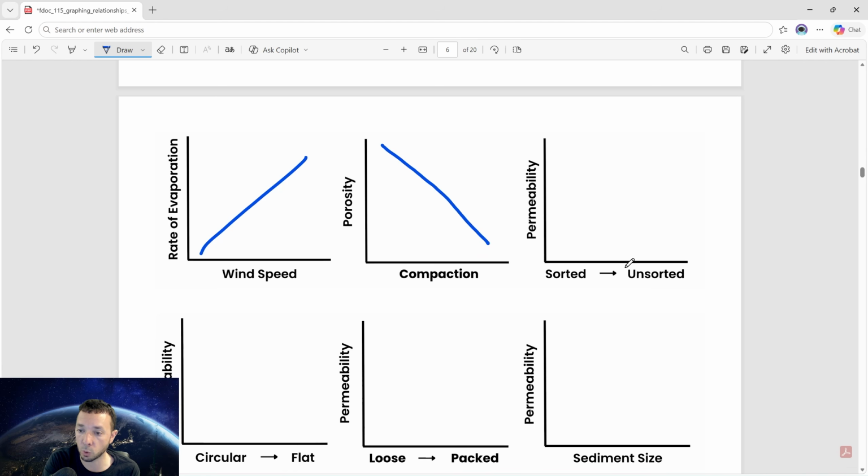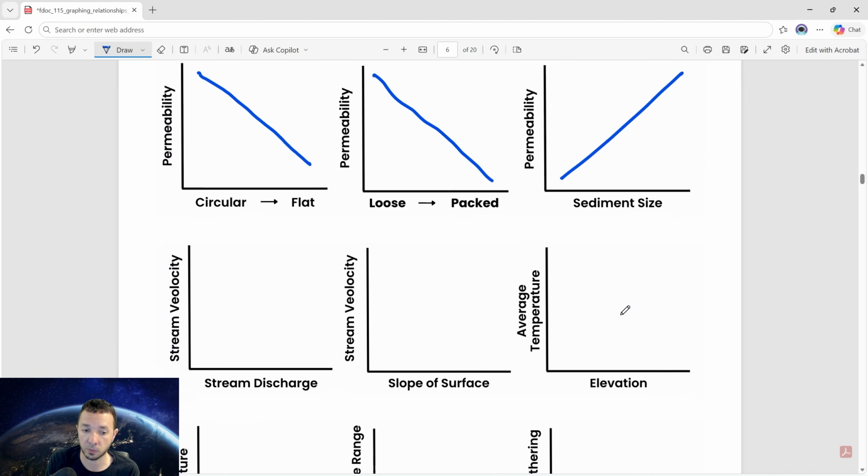As we move from sorted to unsorted, what happens to permeability? It should drop. As you go from a circular particle to a flat particle, what happens to permeability? It should drop. As you go from loose to packed particles, what happens to permeability? It should drop. A lot of drops. As sediment size increases, what happens to permeability? It should become more permeable the bigger the sediment.